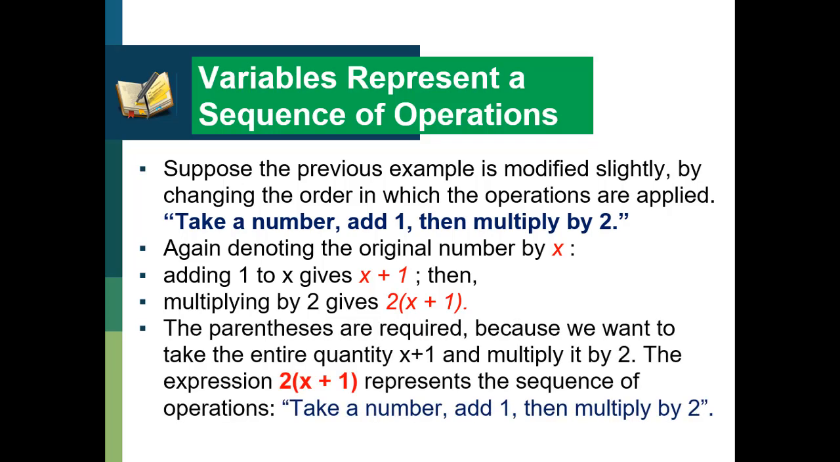Let's continue. The parentheses, as I have explained, are required because we want to take the entire quantity x plus 1 and multiply it by 2. That's why the expression 2 times the quantity x plus 1 represents the sequence of operations: take a number, add 1, then multiply by 2. See, variables are really useful in mathematics. Though I have just presented 3 uses of variables, there are still many uses of variables in math. And you will discover that when you continue learning mathematics, which is a very beautiful subject.